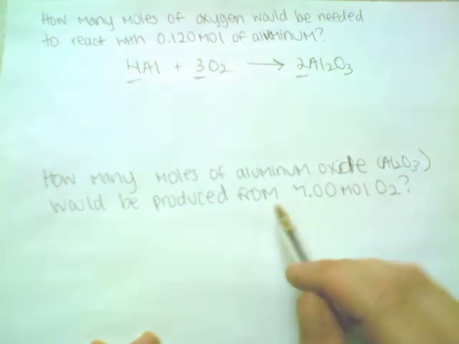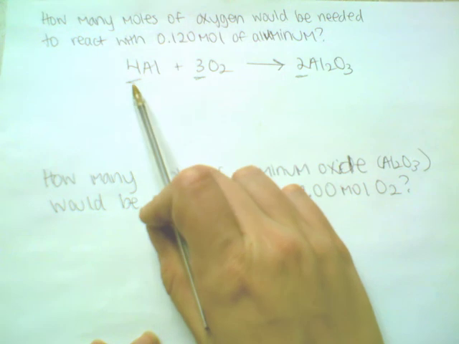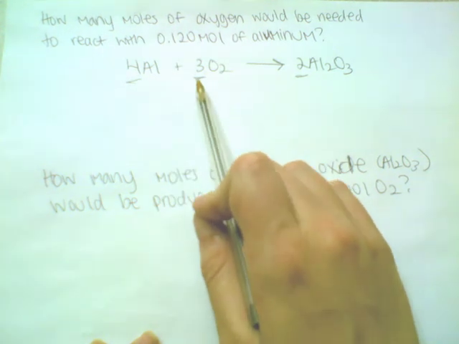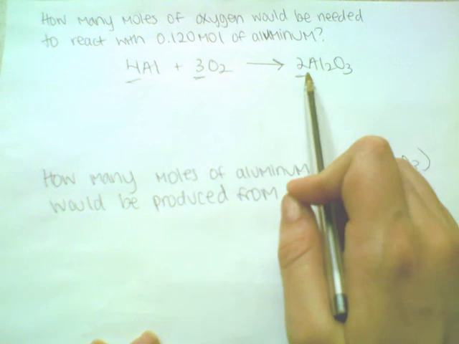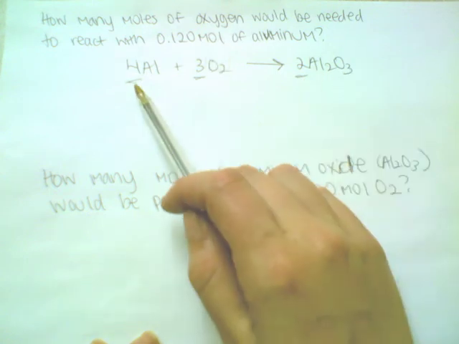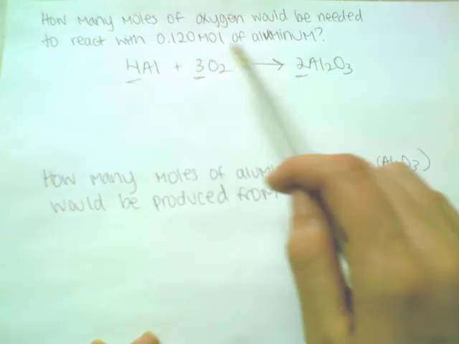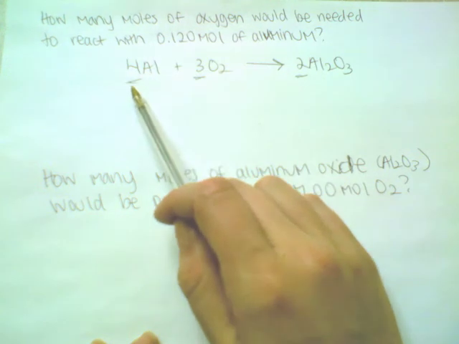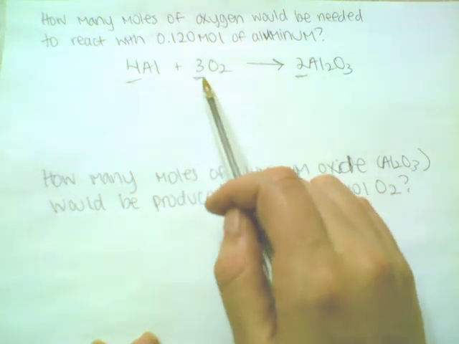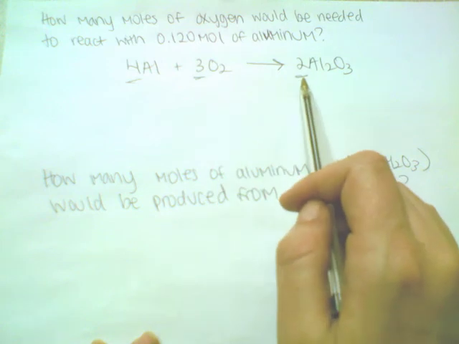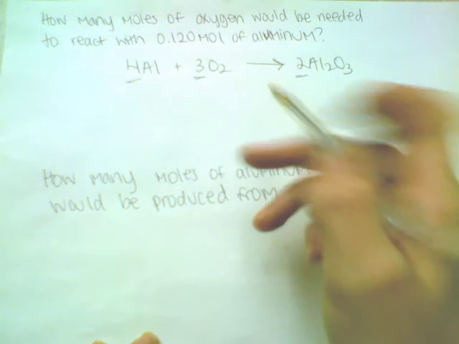So in this balanced reaction, this coefficient of 4 tells us that we have 4 moles of aluminum that react for every 3 moles of oxygen to form 2 moles of aluminum oxide. So we could also say for every 4 moles of aluminum, we make 2 moles of aluminum oxide. For every 4 moles of aluminum, we need 3 moles of oxygen. Or for every 3 moles of oxygen, we'll make 2 moles of aluminum oxide, which is Al2O3.